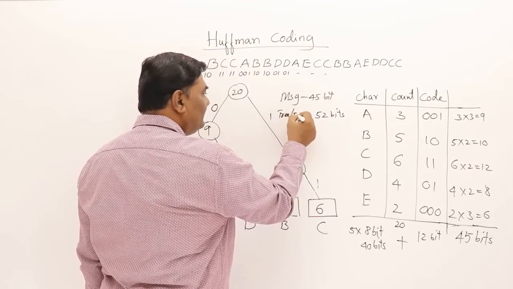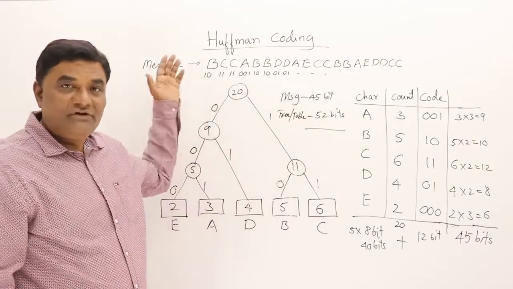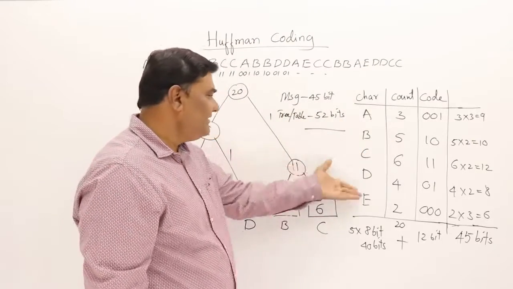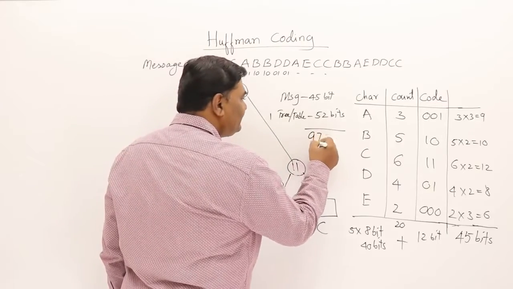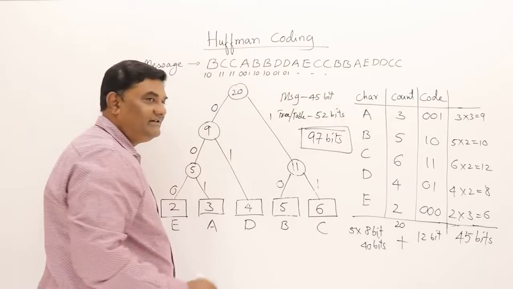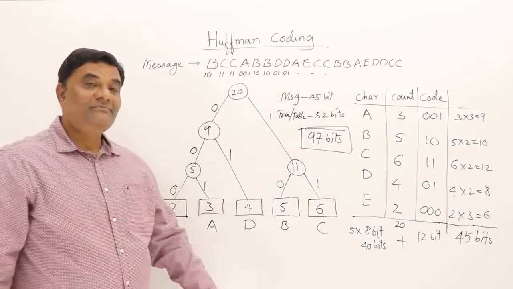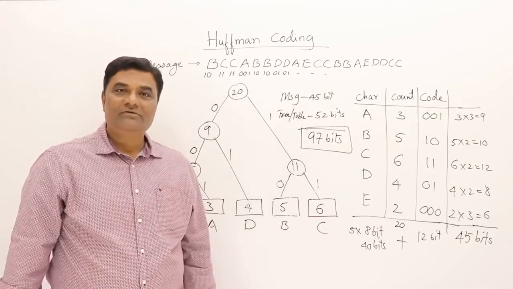So what is the total size? The message is 45 bits and the table or tree is 52 bits, and this will be 97 bits. Yes. Now you can see that it is still reduced from fixed size codes. So that's all about Huffman coding.